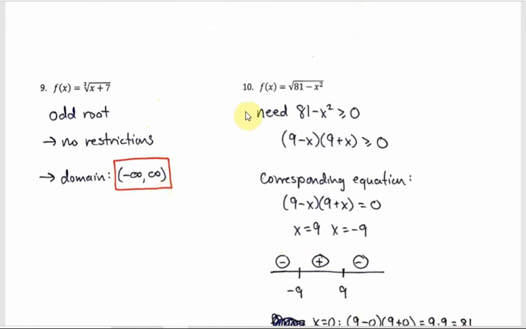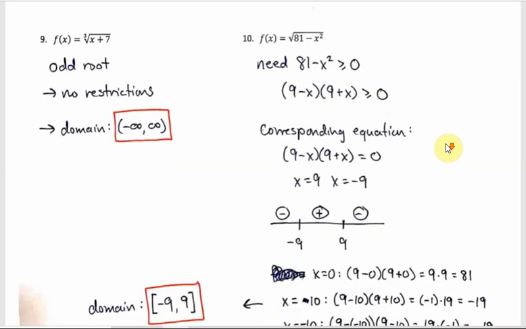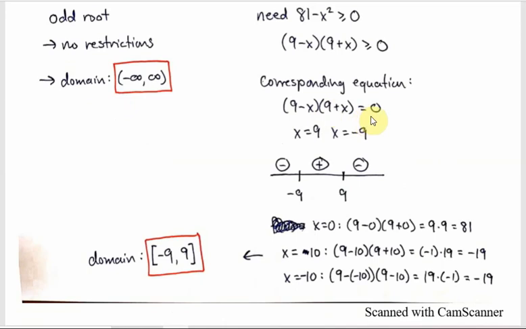Number 10 kind of makes up for not having any work in number 9 though. It's a square root, so you need the thing under the radical to not be negative. So you need 81 minus x squared to be greater than or equal to 0. And then if you factor it, you end up here. And then I guess if you want to do it with the corresponding equation, I wrote it up that way like in chapter 4, where then you'd say, okay, well, if x is 9 or if x is negative 9, then you're going to get 0 on the left side. So those are the numbers that are going to break up the number line.